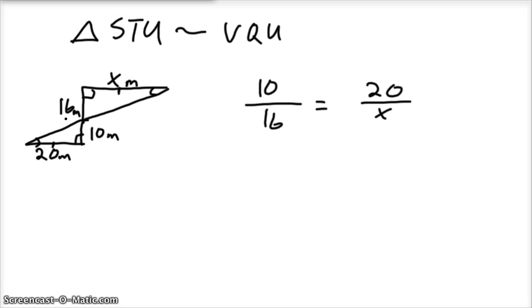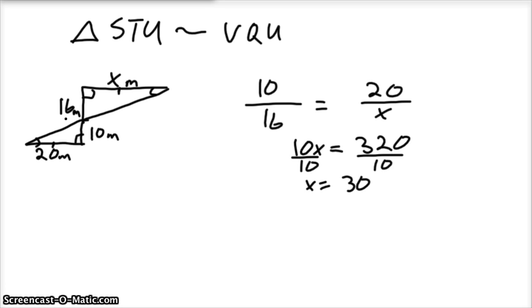Okay, now let's whip up some math. We have 10x equals 16 times 20, which is 320. And then divide both sides by 10. And x equals 32. Whoa, not 30. Sorry, I'm just not thinking fast enough. 32 what? Meters. Good. And is that the same answer as in the book?